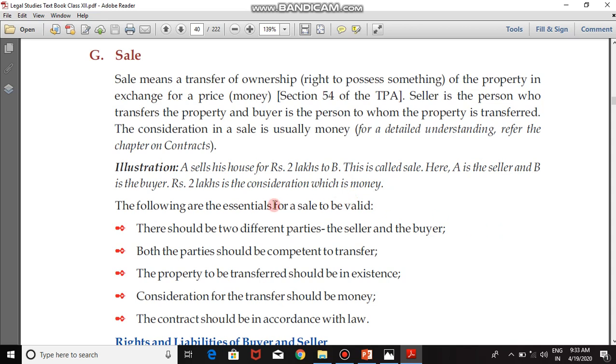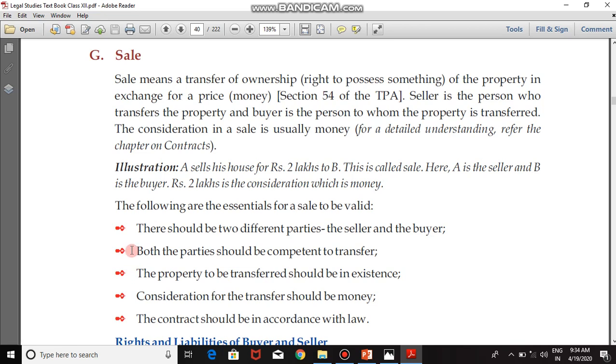And there are a few essentials for a sale to be valid. First of all, there should be two different parties, obviously, seller and buyer. Seller akele rahega to kisko bechega, right? There must be a buyer. Both the parties should be competent to transfer. Competent to transfer means all the legal requirements they should fulfill. Obviously, both the parties must be above 18, they should be of sound mind, they should be competent, and there should be no illegal condition in that. All these things come in this competent to transfer.